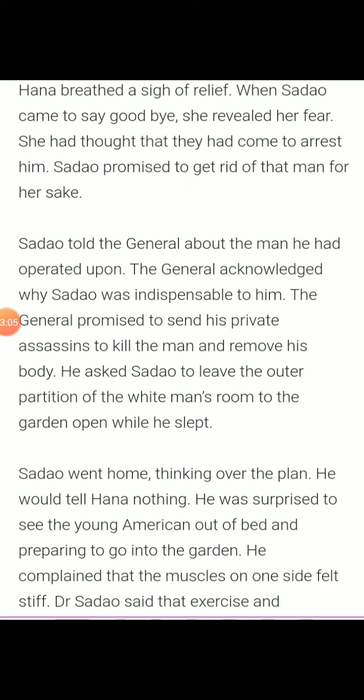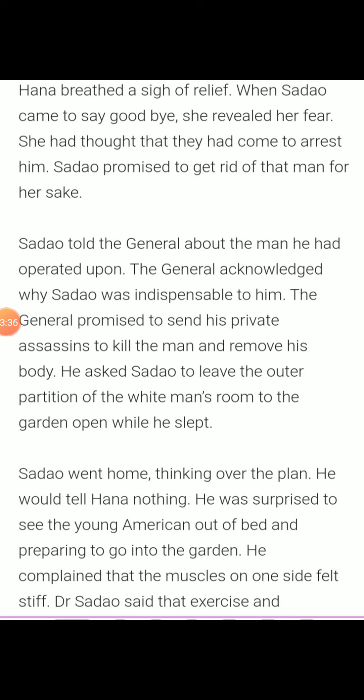Sadao told the general about the man he had operated upon. The general acknowledged why Sadao was indispensable to him. The general promised to send his private assassins to kill the man and remove his body. He asked Sadao to leave the outer partition of the white man's room to the garden open while he slept. Sadao went home, thinking over the plan. He would tell Hana nothing.